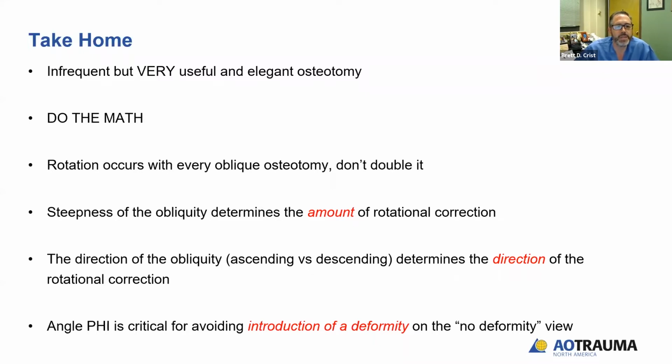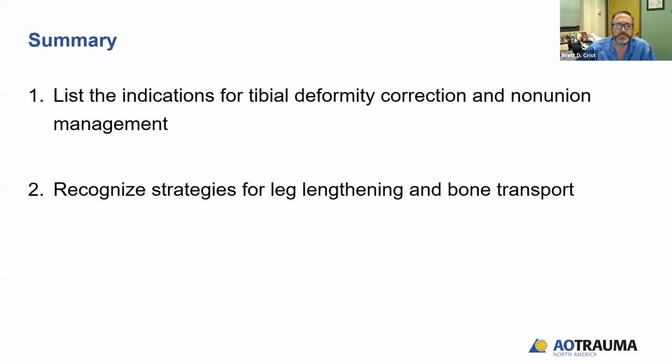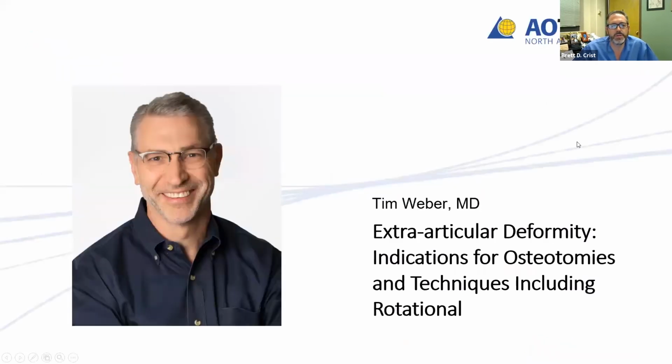So rotation occurs with every oblique osteotomy, so don't double it by going the wrong direction, ascending or descending. Steepness of the obliquity determines the amount of rotational correction, and direction of the obliquity determines the direction of the rotational correction. So angle phi is critical for avoiding introduction of a deformity on the no deformity view. So for that section, the summary was, list the indications for tibial deformity correction and non-union management, and then recognize the strategies for leg lengthening and bone transport.